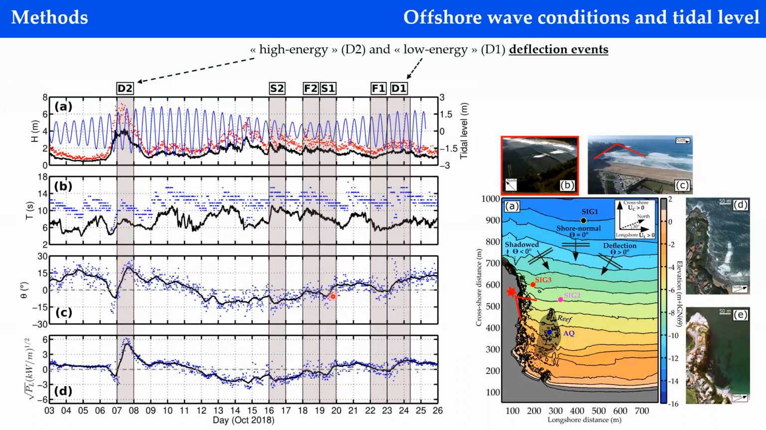But here we mainly focus on two deflection events, D1 and D2, where the wave angle of incidence is positive, which means that waves are coming this way, and a longshore current is expected to be deflected seaward, creating a deflection rip here. So we refer to D1 as the low-energy event and D2 as the high-energy event.